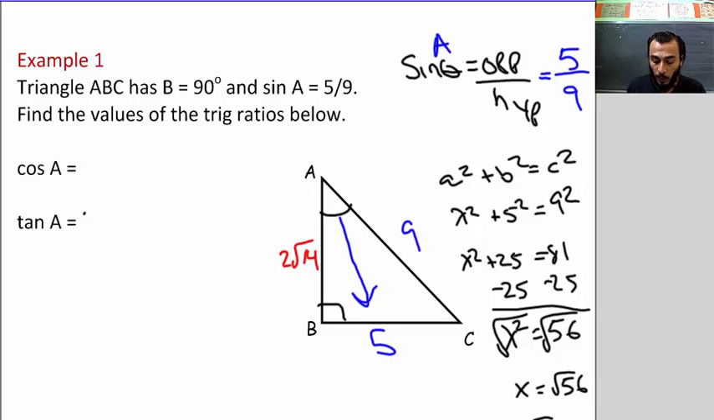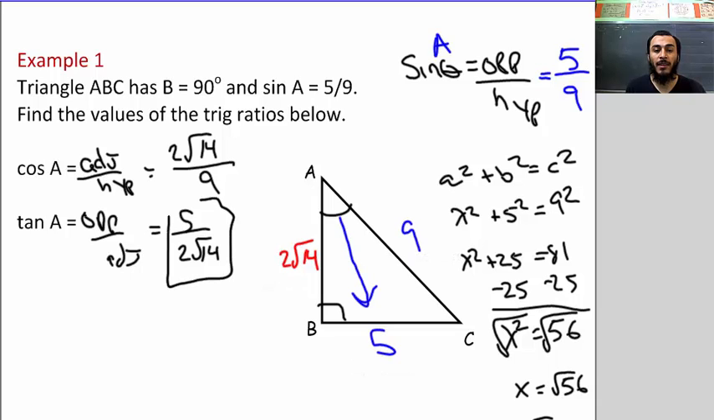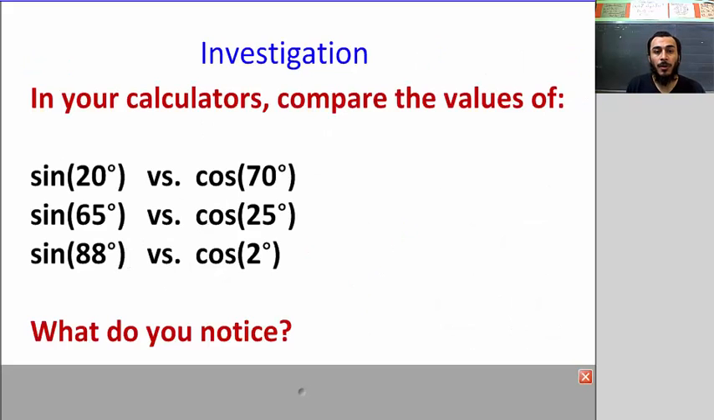Okay, now we can say what the cosine of A is. The cosine we know is adjacent over hypotenuse. So the adjacent side to A is 2 radical 14, so we get 2 radical 14 over the hypotenuse, which is 9. So that's the cosine of A. And then the tan of A is opposite over adjacent, right? Tan is opposite over adjacent. So that's 5 over 2 radical 14. So that's the tan of A. That's the cosine of A. Okay, let's move on to something else.